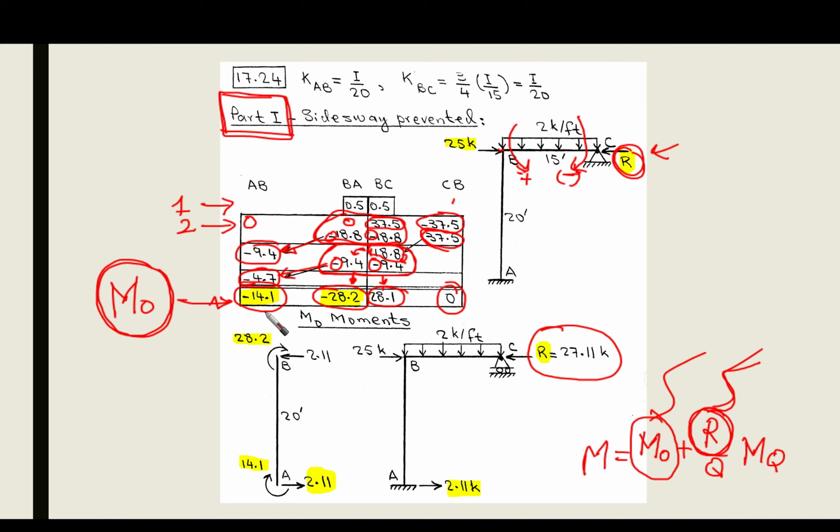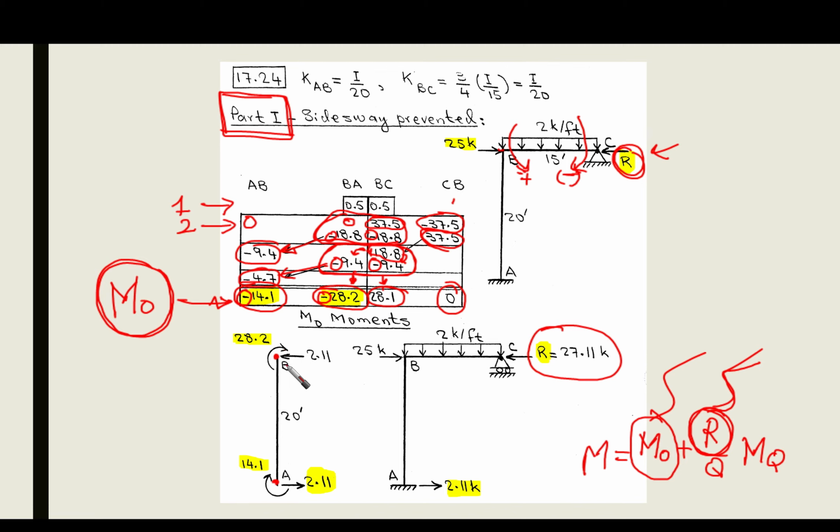Simply, from the M node, we are going to look at the columns, and we are going to put the M node at the top and bottom of the column. As you can see here, at the bottom of the column, the value of the moment is 14.1. This negative sign means that it is clockwise. At point B, the moment that should be applied is 28.2, and the negative sign here also means that it is clockwise.